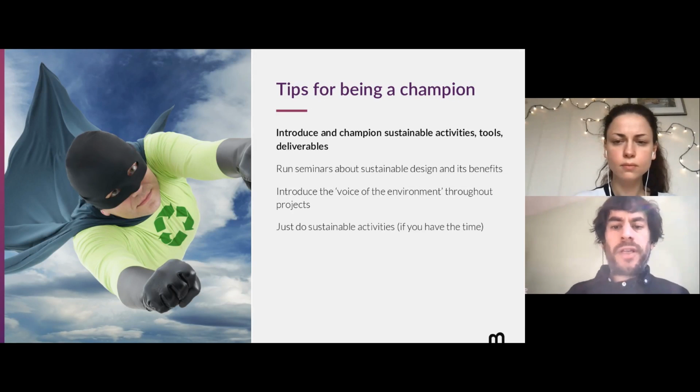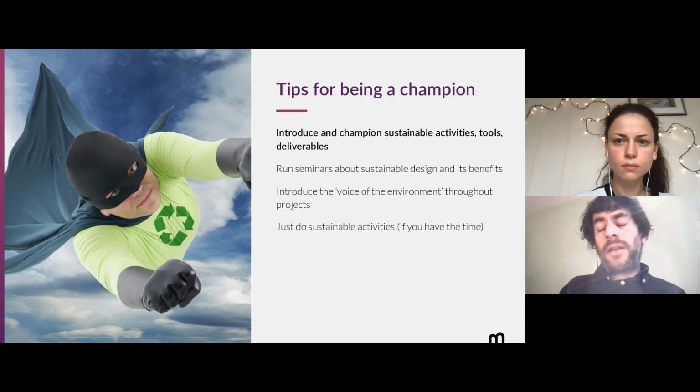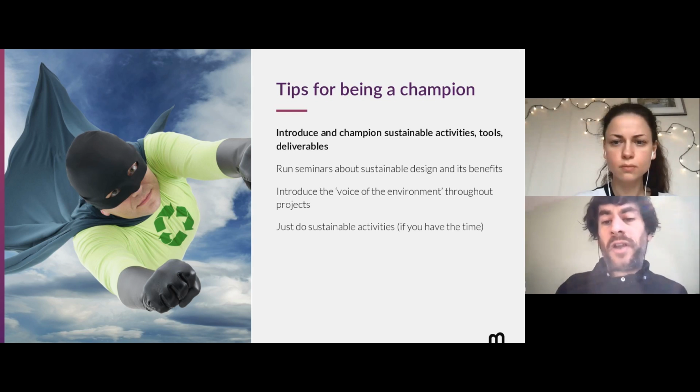Other tips would be to simply introduce and champion sustainable activities and tools and deliverables if you can. This might include things like running seminars about sustainable design and its benefits. Introduce the voice of the environment throughout the project. So anytime you're having meetings about what you're going to do about design, as with your user personas, for example, you could introduce the voice of the environment as well. And if you have the time and the resources and it's the right thing to do, or there's an opportunity to make a difference through sustainable design, just go ahead and do it.